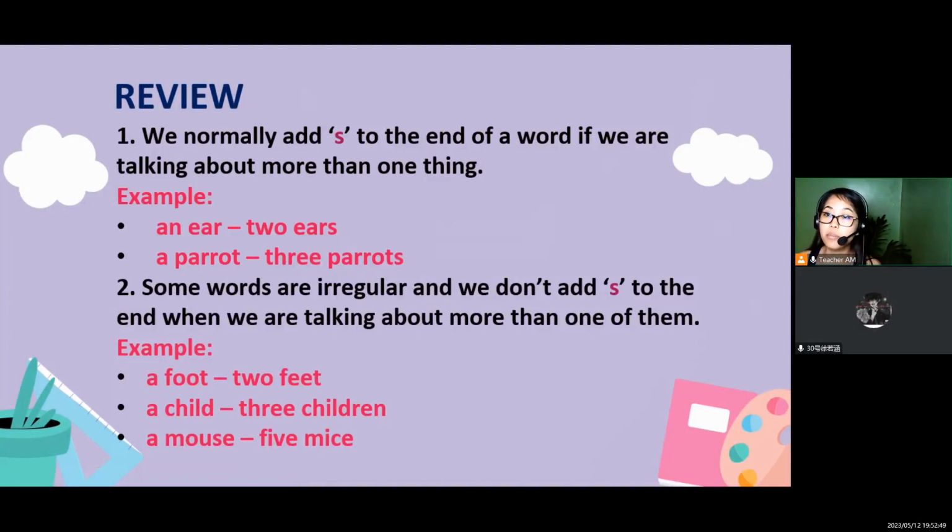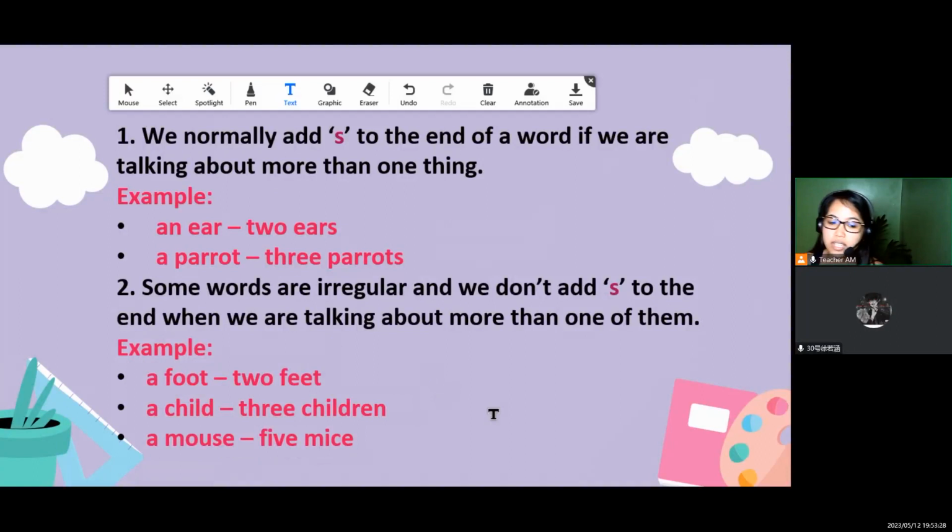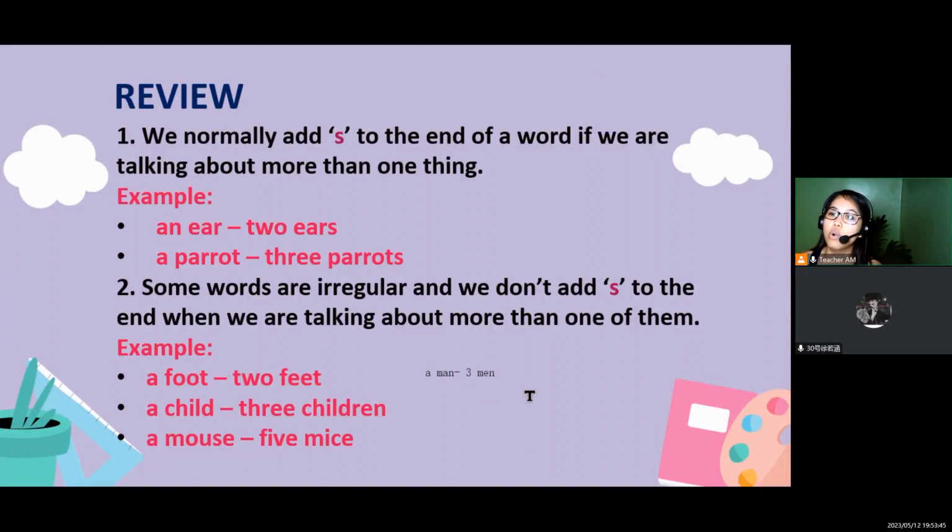So now, some words are irregular and we don't add S to the end when we are talking about more than one of them. Just like a foot, two feet. 有些词是不规则的。 Okay, just like this one, Hans, foot, that is two feet. A child, three children. A mouse, five mice. Another example is a man, that is three men. This is an irregular word.